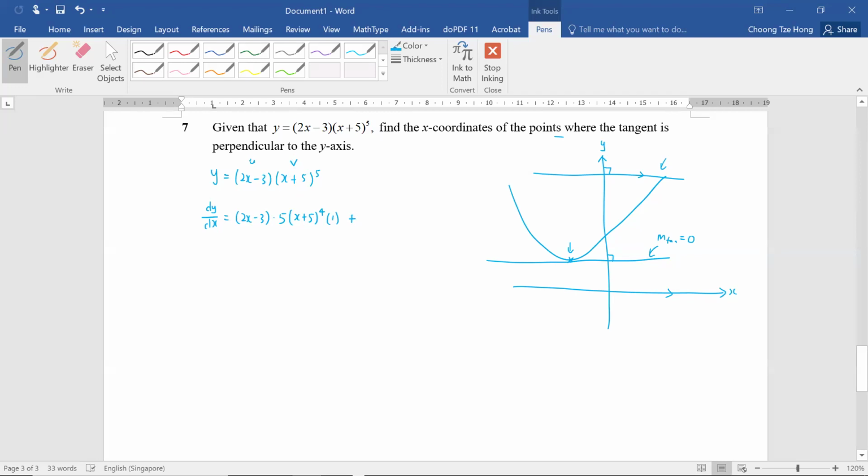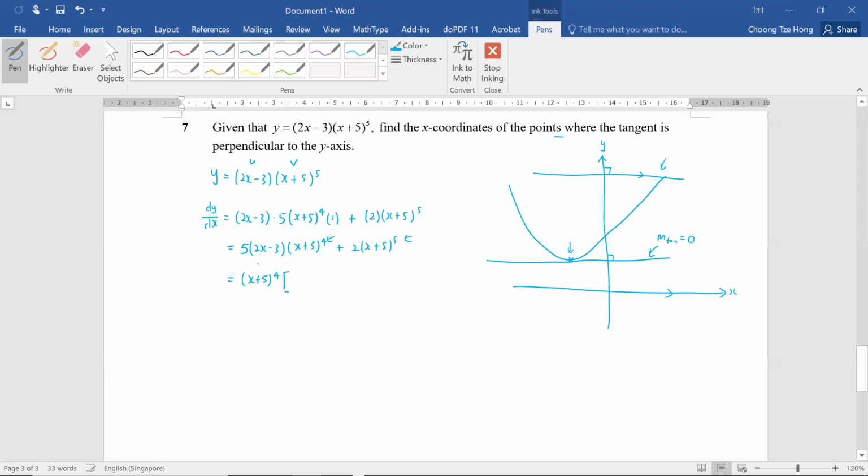Now we will differentiate the u, the first term. If you differentiate 2x minus 3, you just get a 2, and then you have your x plus 5 to the power of 5 over here. Let's tidy up a bit first. So 5 times 2x minus 3 times x plus 5 to the power of 4, plus 2 times x plus 5 to the power of 5. Let's take out the common factor. 5 and 2 have no common factor, so the only common factor will be x plus 5 to the power of 4. Remember, we take the smaller power, so that's what we're going to take out.